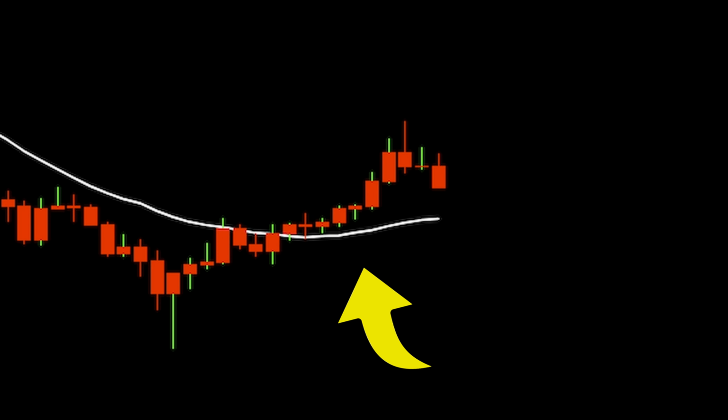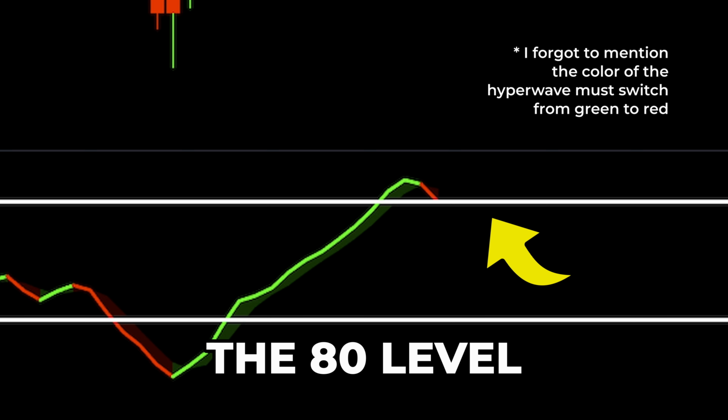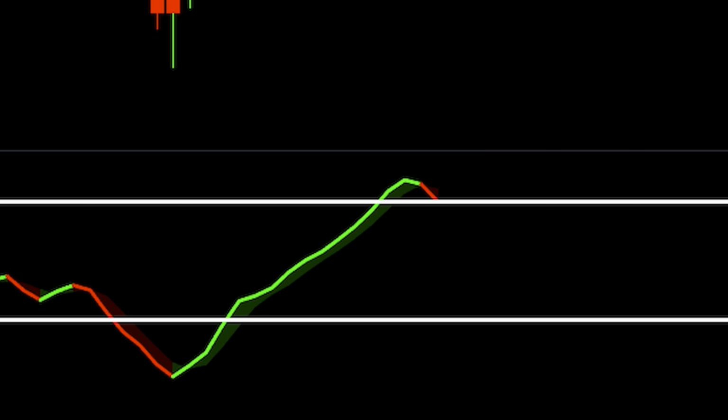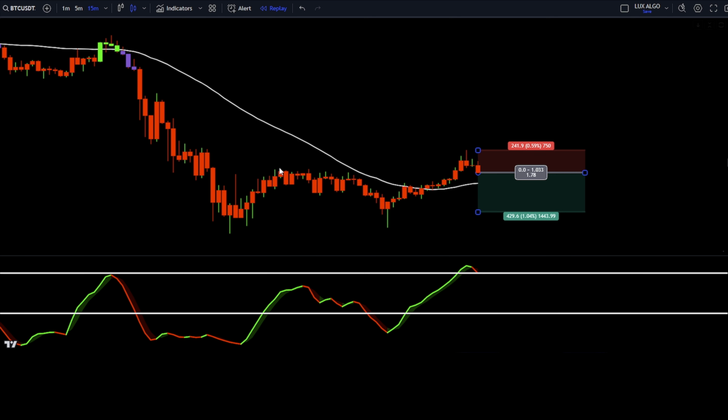A valid pullback happens when the candles touch or close above the yellow line. Third, we must check the oscillator. For a valid short entry signal from the oscillator, the hyperwave should cross above the 80 level. Once it crosses and closes above this level, all conditions for a valid short entry are met, and we can open a sell trade at the close of the candlestick.